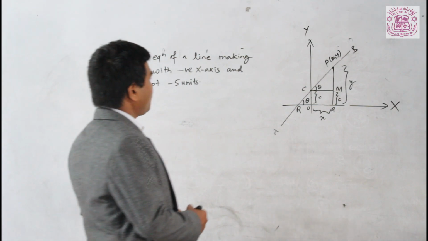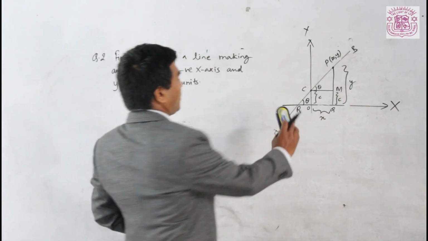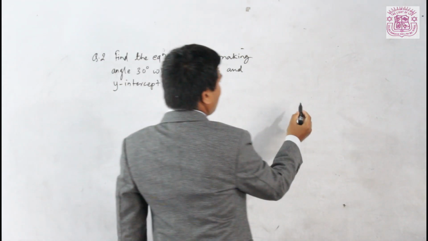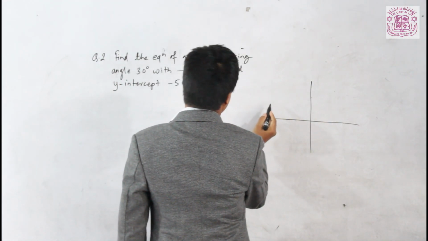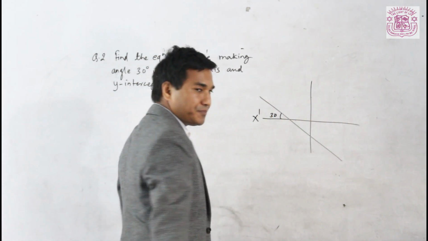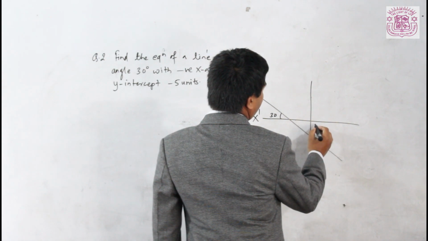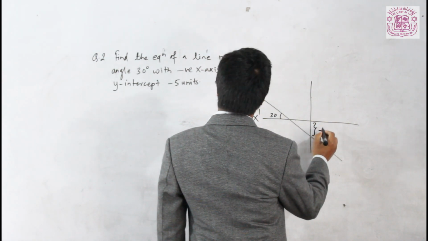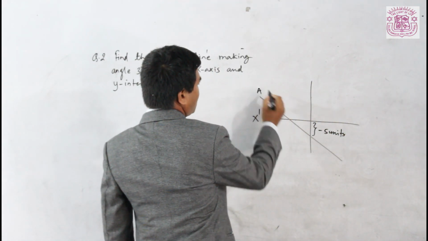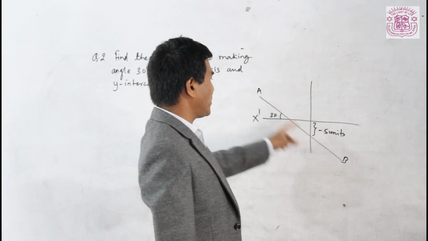Okay. So you can draw this line in the figure also. The line is supposed to be like this in the figure. So this is 30 degrees with the negative x-axis. You can suppose this is x bar, and the y-intercept is also negative, so this is minus 5 units. This may be line AB. So now you are asked to find the equation of this line AB.